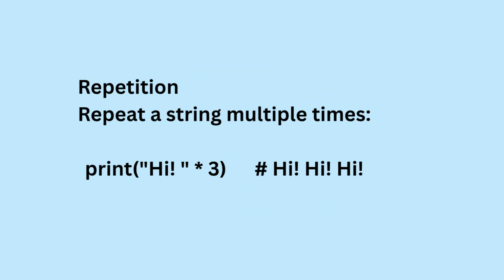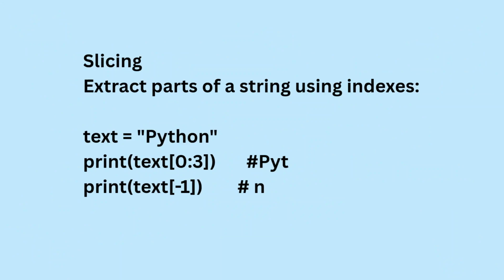So we can repeat a string multiple times by using the multiply operator. Okay, let's see about print hi. Here multiply is an operator, star, and here is 3, that means it will print hi hi hi 3 times. And the another operation is slicing, that means it extracts parts of a string using indexes.